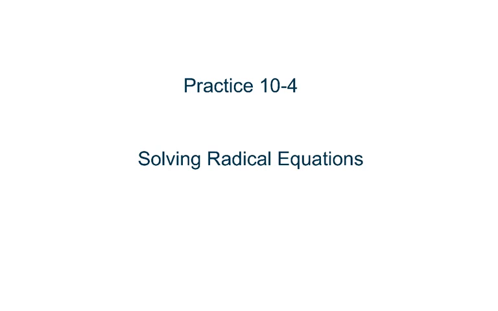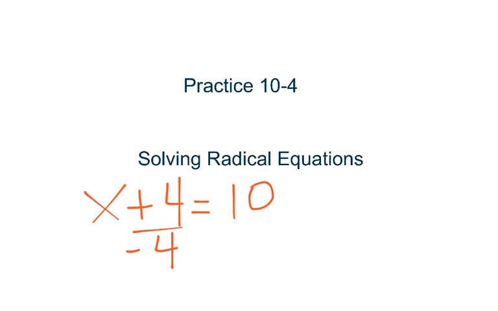Solving radical equations is very similar to solving any other algebraic equation in that you essentially just want to get the x by itself by undoing what is being done to it. For example, in this simple algebraic equation, we have a 4 that's being added to the x. So to get the x by itself, we want to undo that plus 4 by doing the opposite of adding. We subtract from both sides. So by getting the x by itself, we find out that x equals 6.